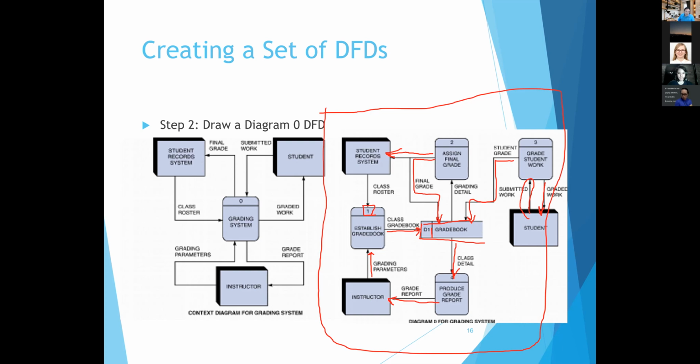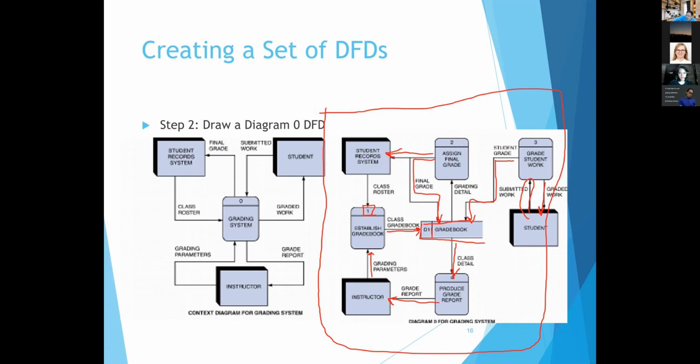So in one page, you can see that in diagram 0 you have just 4 processes. But if you go to diagram 1, you can have diagram 1 of process 1 that consists of another 5 or 6 more processes as well.